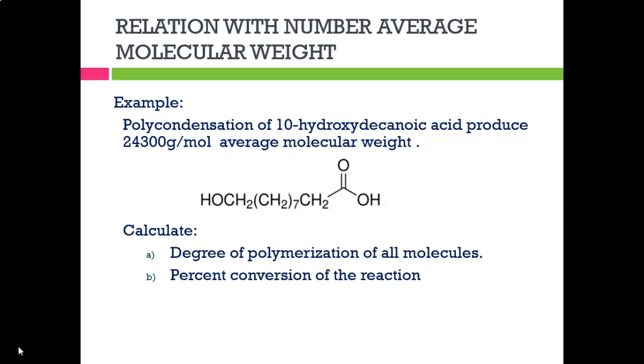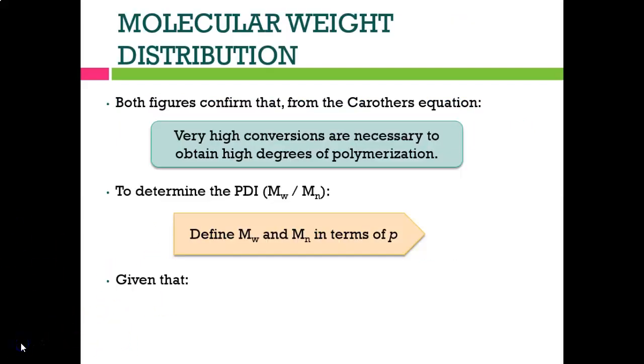You can try this one. Polycondensation of 10-hydroxydecanoic acid produces a polymer with an average molecular weight of 24,300 gram per mole, as represented in the structure. Calculate the degree of polymerization of the molecule and the percent conversion of the reaction. Then, how to measure the MWD or PDI.